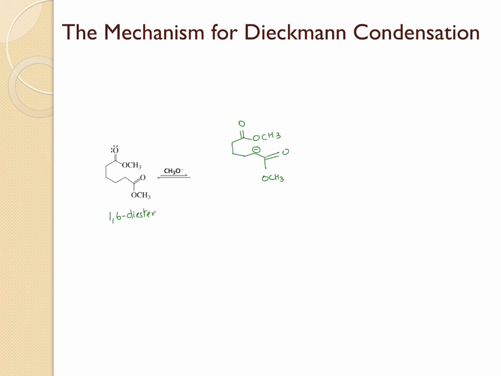And once this enolate ion is formed, this is going to make a nucleophilic attack on the carbonyl carbon of the other ester functional group and push these electrons onto oxygen. Now let's identify how many carbons are going to be involved as it forms this cyclic structure. 1, 2, 3, 4, 5. There are 5 carbons that are involved, and therefore this is going to form a 5-membered ring structure.